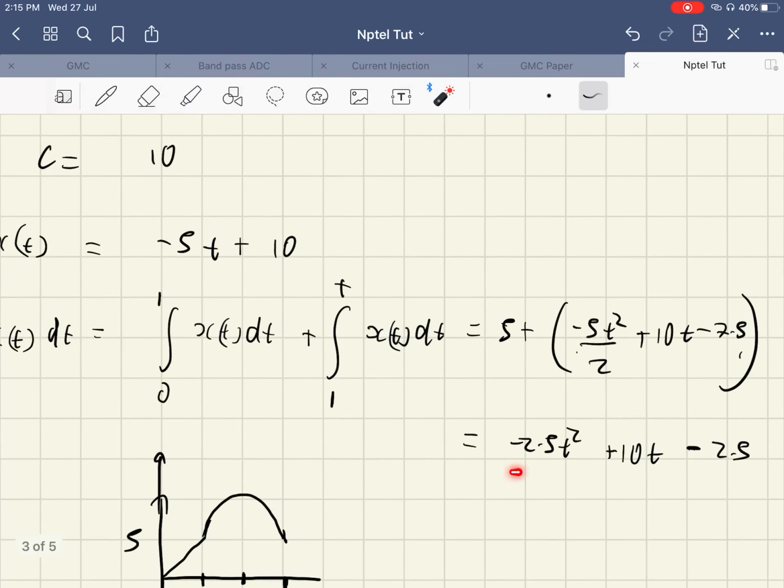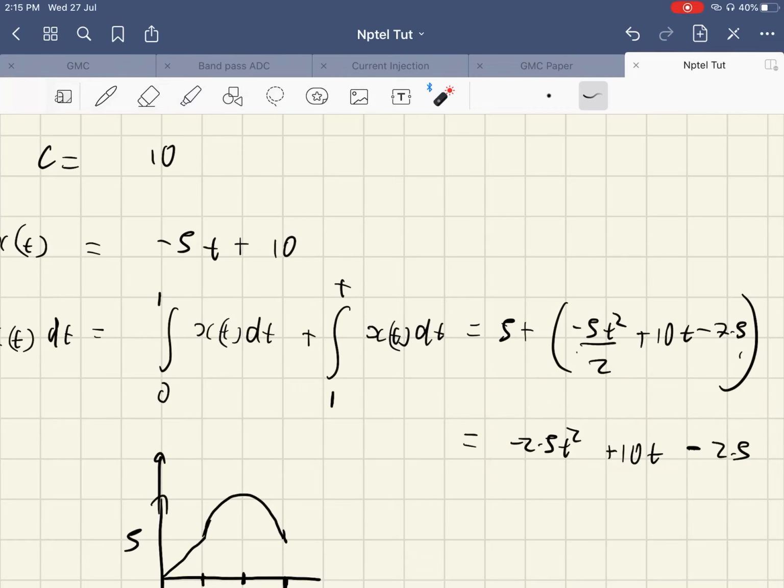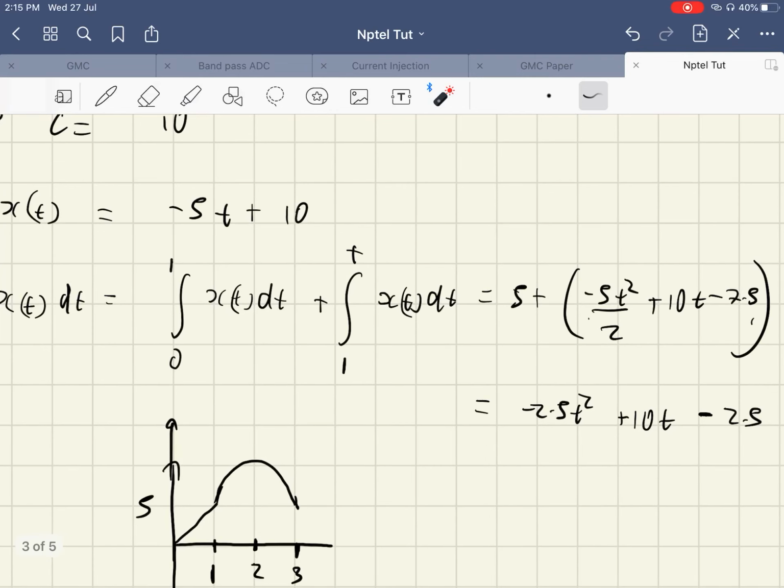On simplifying it, we get a parabolic equation that looks like this. Now if you see this equation, its value at t equal to 1 comes out to be 5, and at t equal to 3, it also comes out to be 5. And in between 1 and 3, since this is an inverted parabola, as the coefficient of t square is negative, it will do something like this, and at 3 it will come back again to 5.